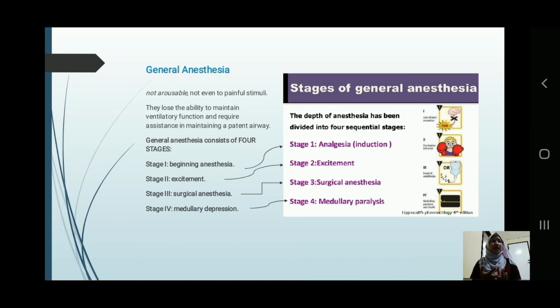General anesthesia is an anesthetic used to induce unconsciousness during surgery, and the medicine is either inhaled through a breathing mask or tube, or given through an intravenous or IV line. Under general anesthesia, the patient is unable to feel pain and may also have amnesia. And we have the four stages of general anesthesia, the first of which is the beginning of anesthesia.